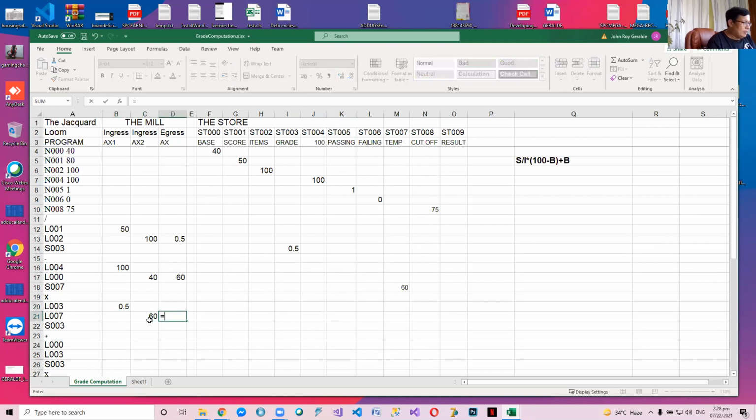Equals this times that. We have 30, and we'll store it here at the partial grade column. Partial grade is 30. And then we will add it to the base. So L00 plus the base is 40, and L003 is 30. 40 plus 30 is 70. Do you follow? S003 will store the grade at 70.